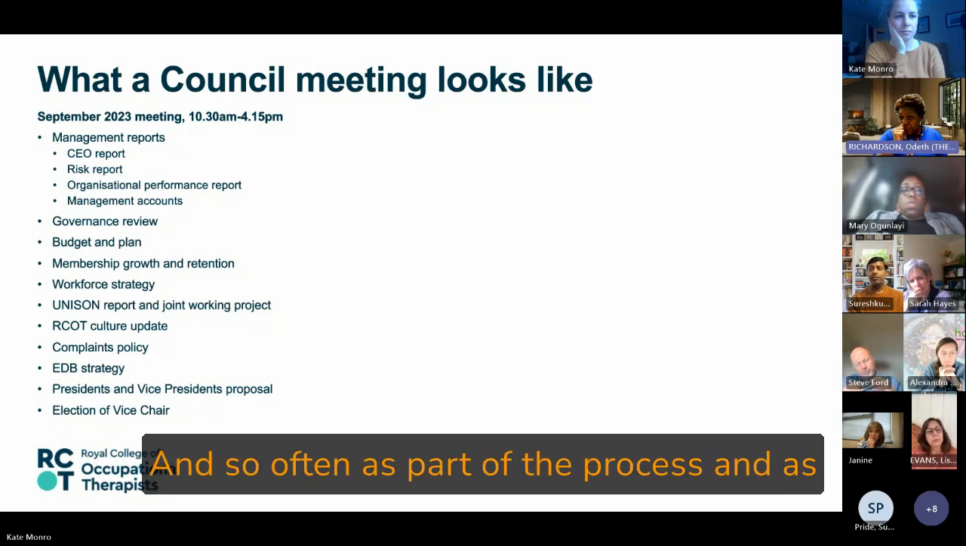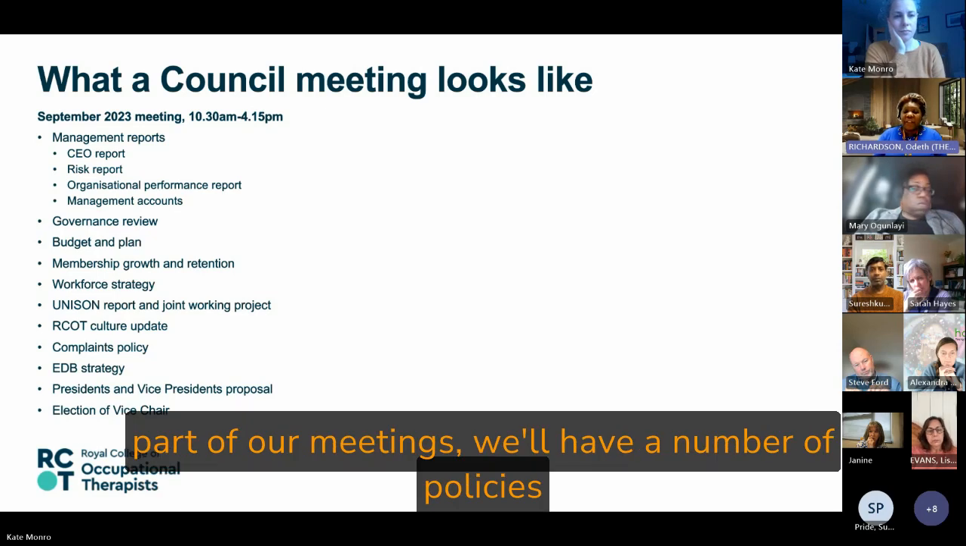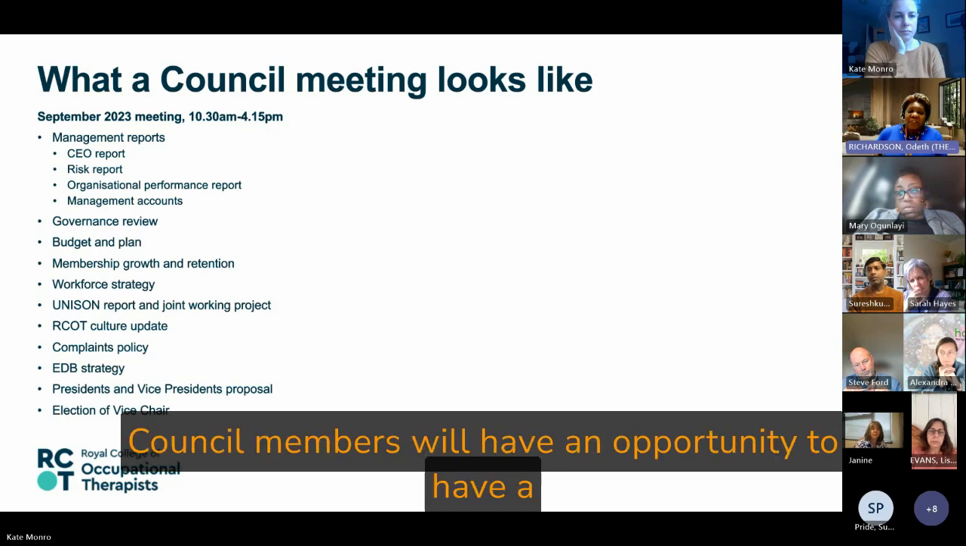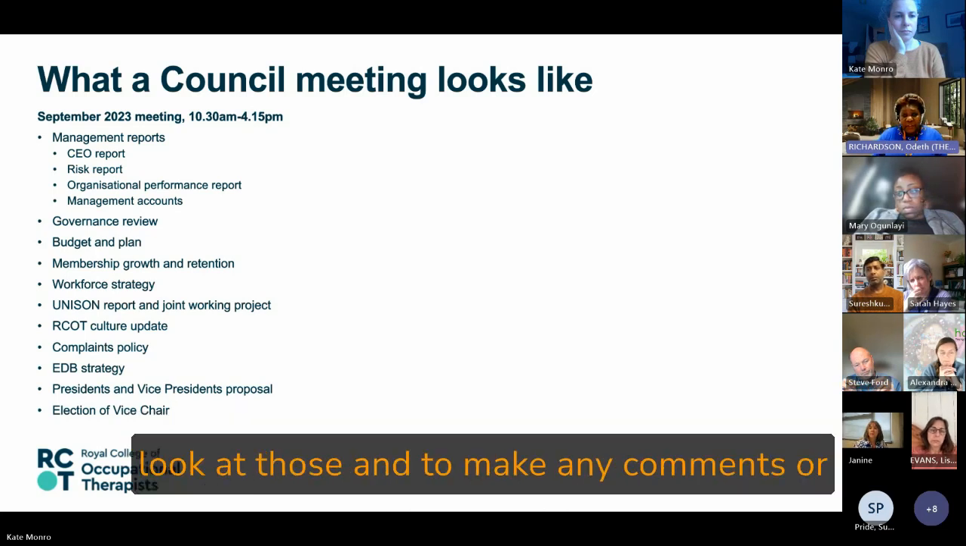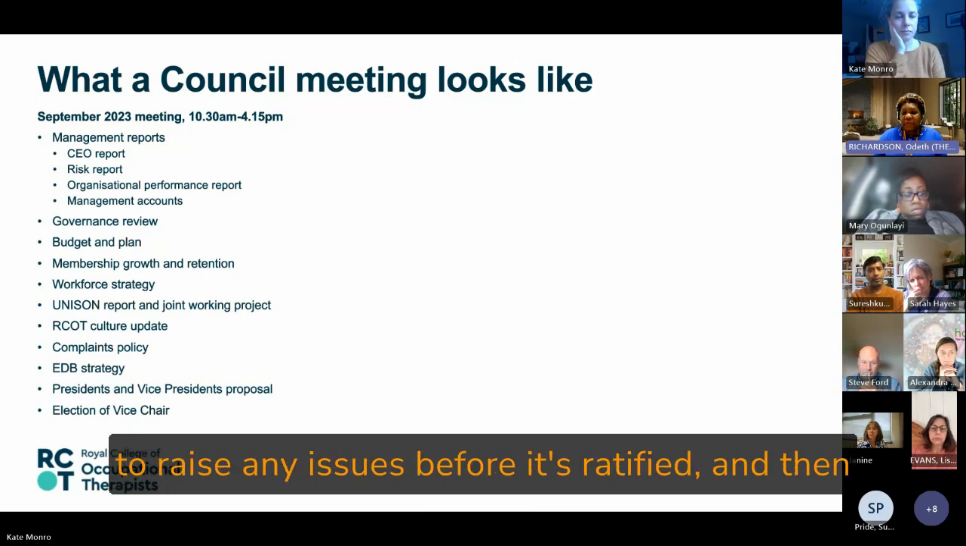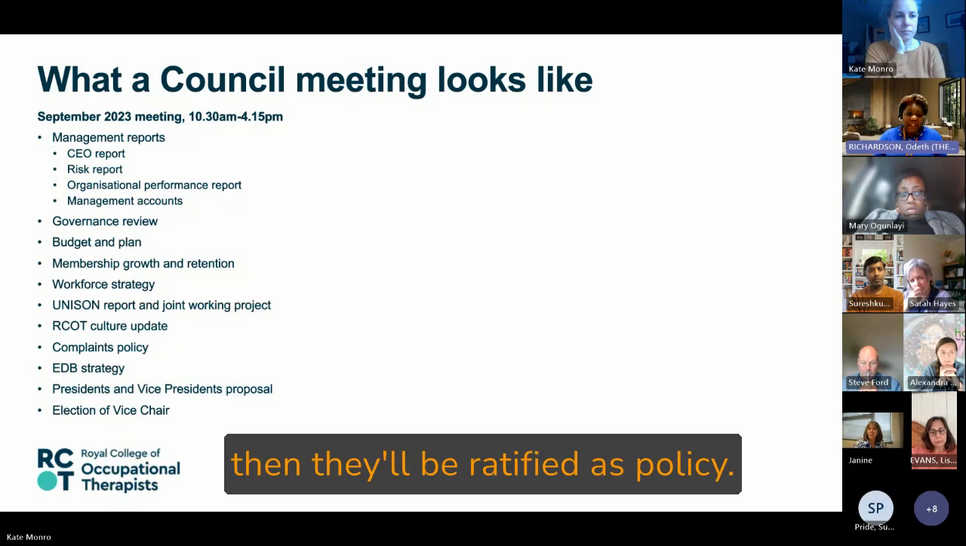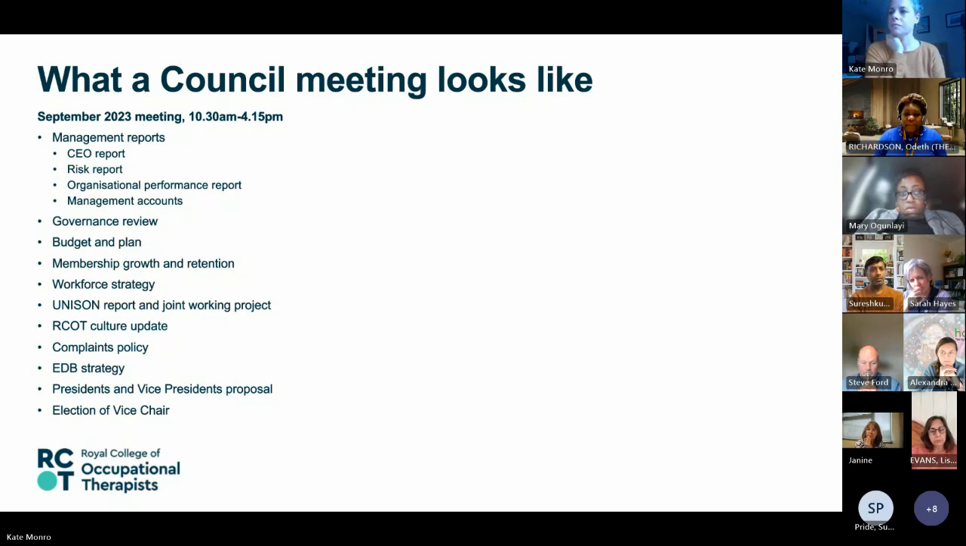And so often, as part of the process and as part of our meetings, we'll have a number of policies that will come either for review or for ratification. Council members will have an opportunity to have a look at those and to make any comments or to raise any issues before it's ratified. And then we'll have an opportunity to vote for them, and then they'll be ratified as policy.